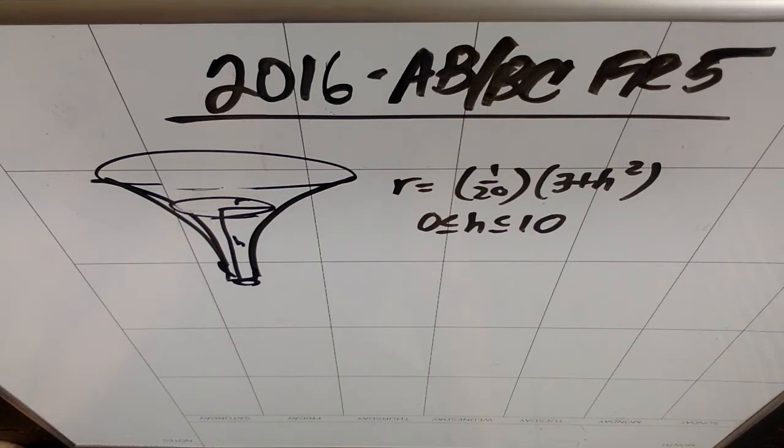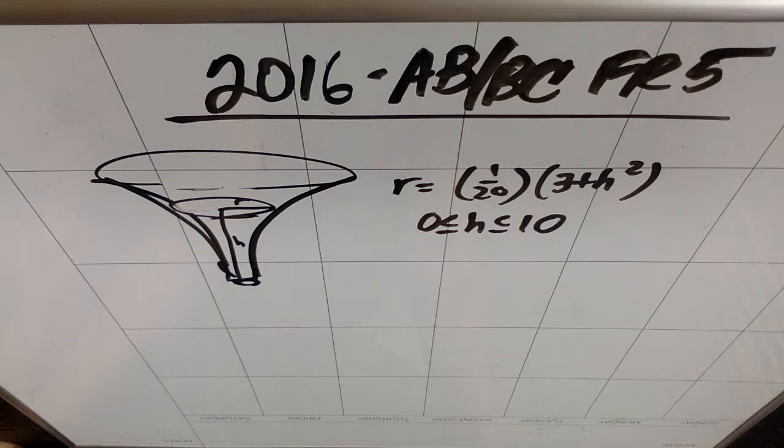The inside of a funnel of height 10 inches has circular cross sections as shown in this figure, or better, on the actual AP figure because I shouldn't be in charge of drawing things. At height h, the radius of the funnel is given by r equals 1/20th times the quantity 3 plus h squared, where h is inclusively between 0 and 10. The units of r and h are in inches.